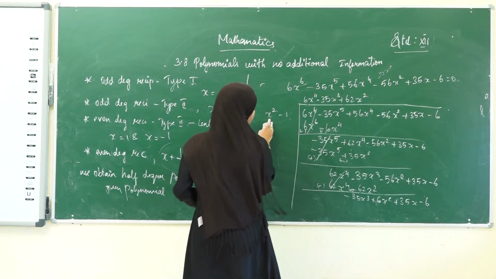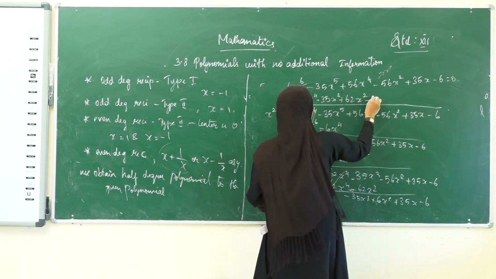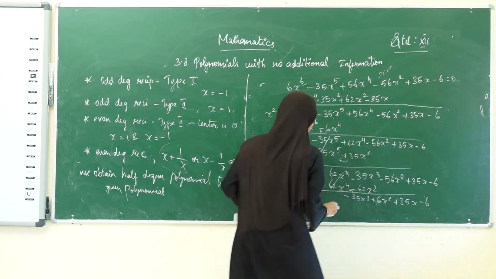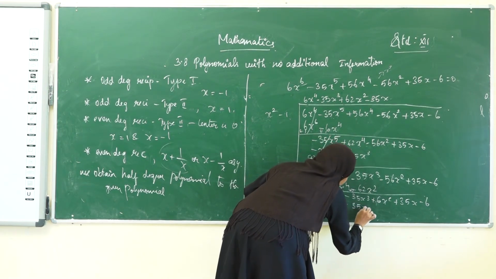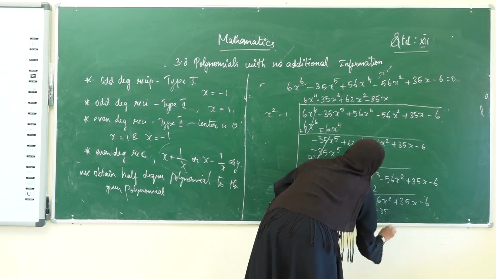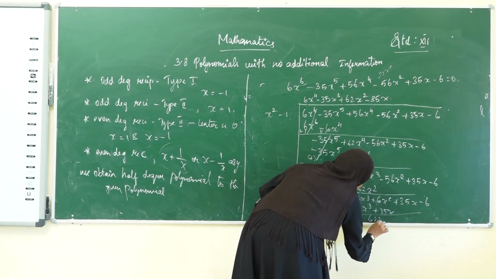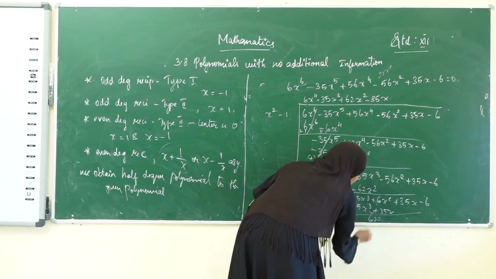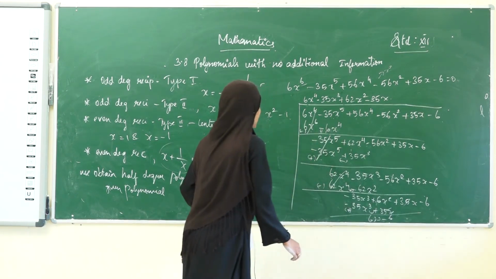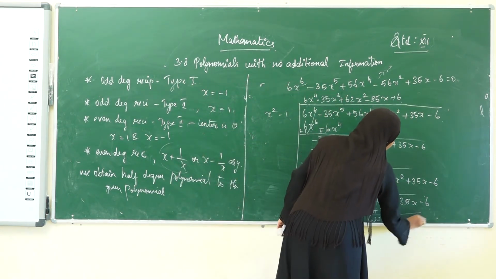So consider this term. Here it is minus 35x cube. Here it is x square alone. Multiplying this with minus 35x, what we will get? Minus 35x cube plus 35x. Therefore 6x square. Change the symbol again. This term and this term get cancelled. 6x square minus 6. So multiplying this with plus 6, we get the remainder as 0.